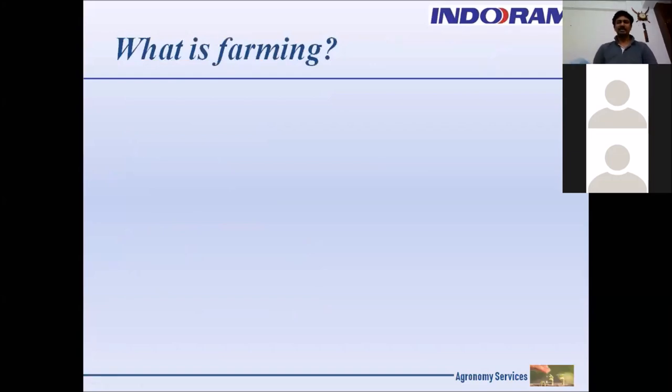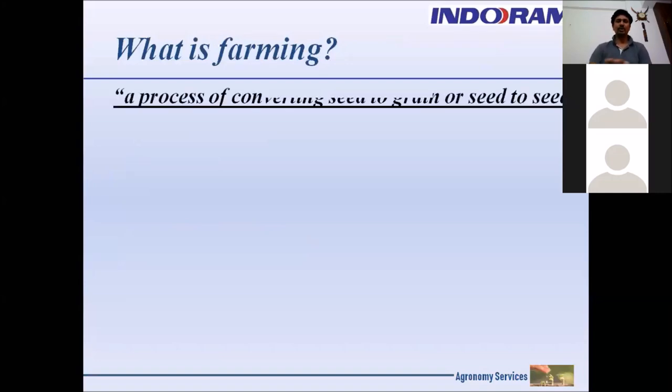So what is farming? Different people have different definitions of farming. Everybody's perception of what farming is is different, so everybody will frame farming in a different way, and will see farming from a different perspective. But in a nutshell, farming is a process of converting seed to grain or seed to seed. Whatever the definition you have studied so far, ultimately the input and output is that only: seed is placed inside the soil and it gives you either a grain or seed.